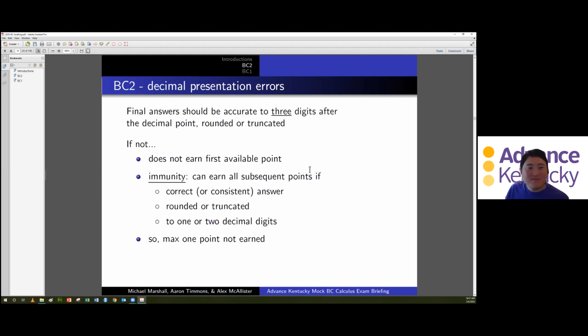It does show up again in BC1, right? If they make that decimal error, they can lose another point there. And so when I talk with students, I say, out of almost all the rules around this, you don't know all the rules of calculus, here's a rule that you can be very careful with to protect yourself points on. We don't want students to lose points for decimal presentation errors, but part of the rules of the game is being careful with that piece of it.